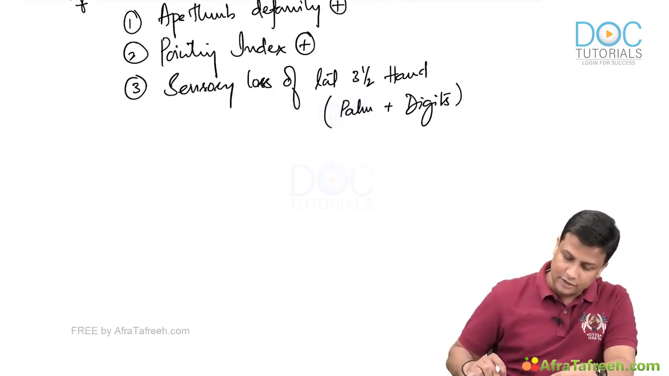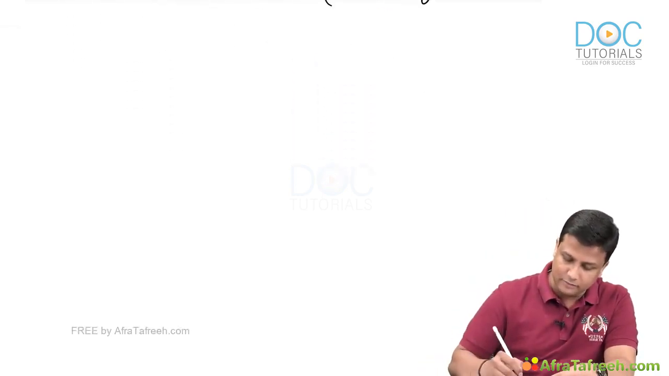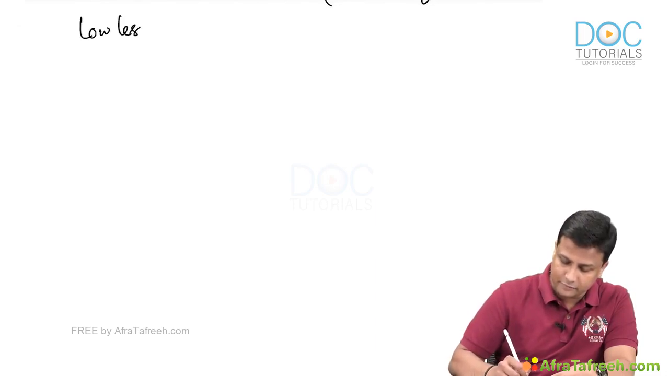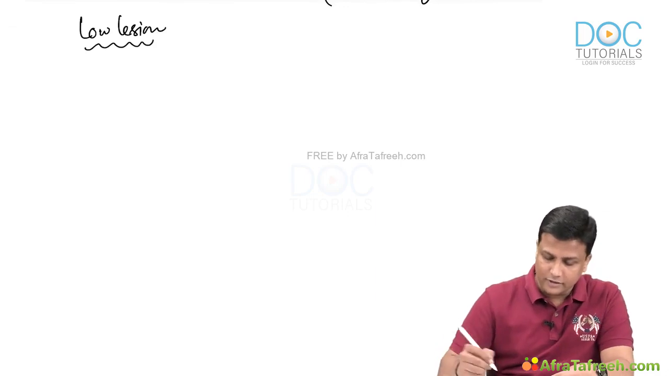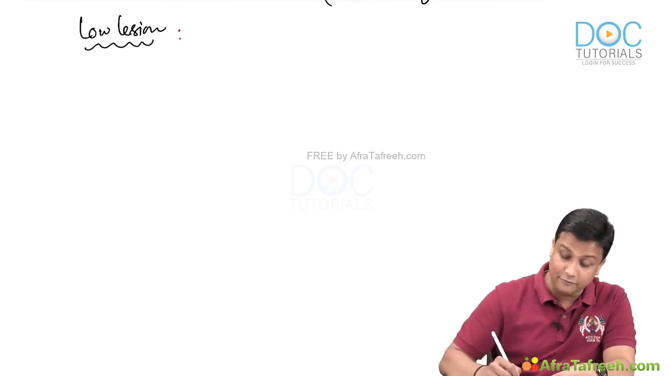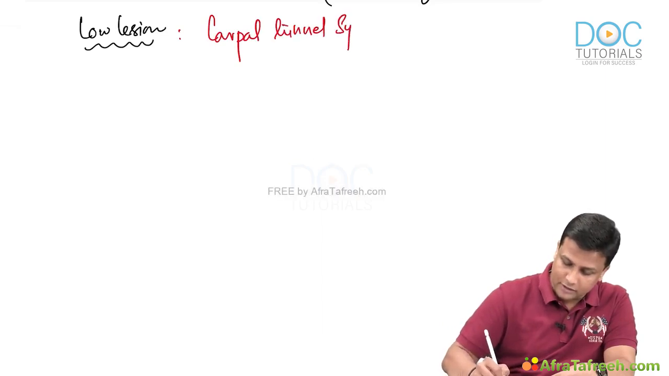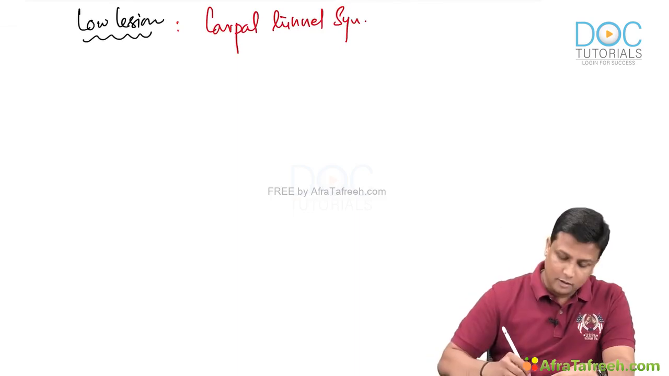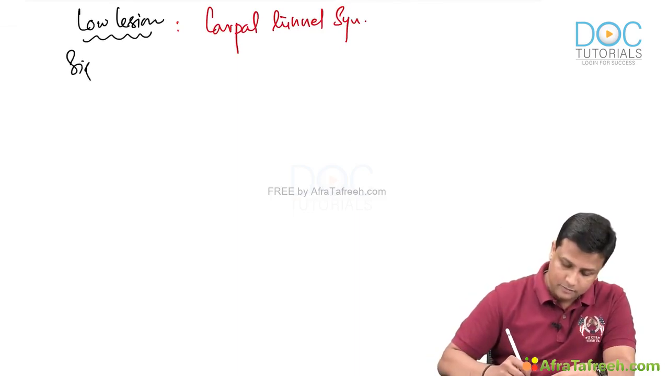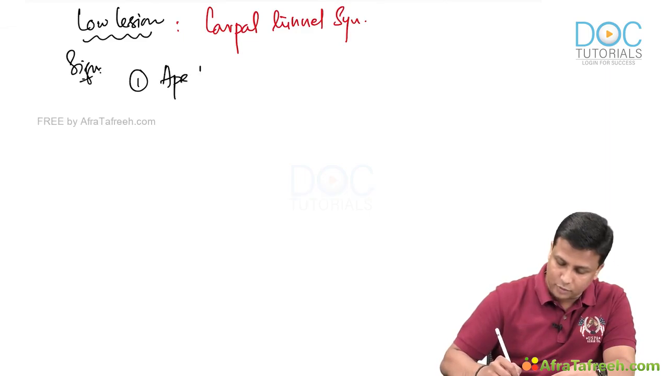Now, once you are done with the higher lesion, let us finish off by writing about the lower lesion, the low lesion of the median nerve. Now, what are the reasons for the lower lesion? Yes, the very famous one, carpal tunnel syndrome. The median nerve can be involved in the carpal tunnel syndrome here. Now, what are the signs? Number 1, will there be ape thumb deformity? Of course. Ape thumb deformity will be present.